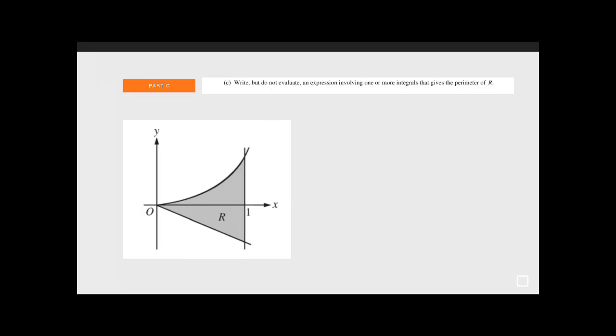So for part C, it asks us to write but not evaluate an expression involving one or more integrals that gives the perimeter of R. So first of all, we just need to plug in x equals 1 into y equals negative 2x, in which you will get 2, and that is the length of one side of the triangle on the bottom. And if you take the square root of 2 squared plus 1 squared, you will get the square root of 5, which is the length of another side of the triangle.